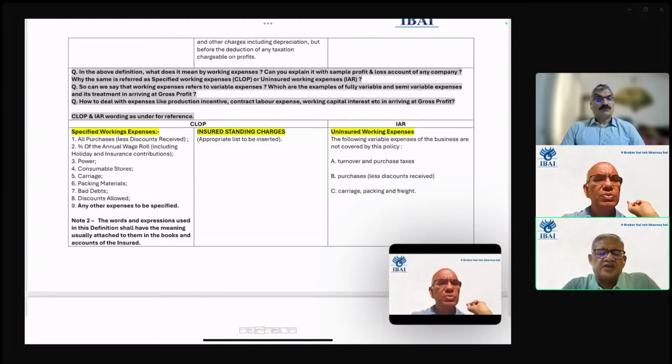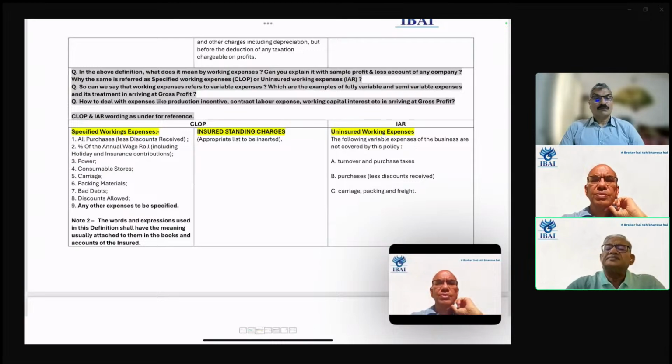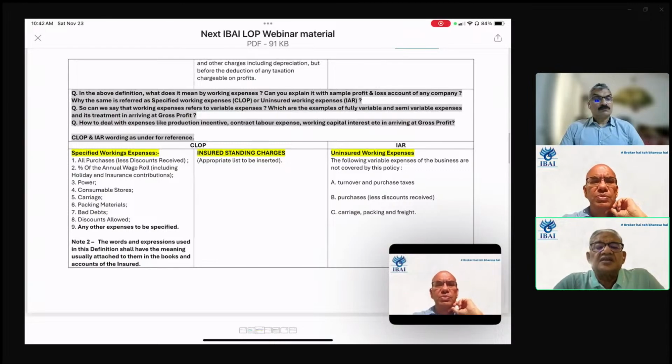You have touched on that point very elaborately. Now, the word working expenses is used. There are three words being used below the screen. You can see specified working expenses. The second point says insured standing charges. In IR policy, it talks about uninsured working expenses. So are they synonyms, or is there a difference, and what is it? Can you elaborate a little bit?